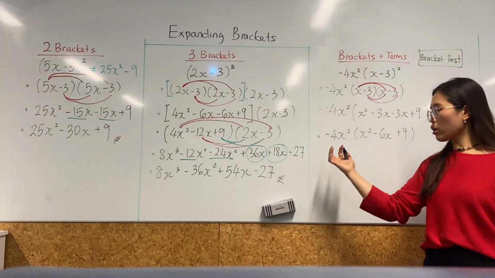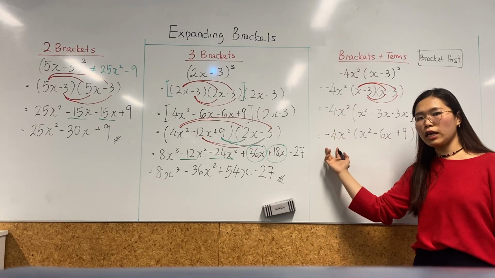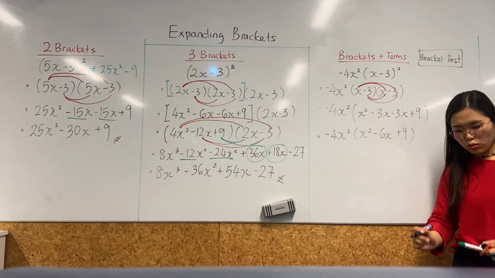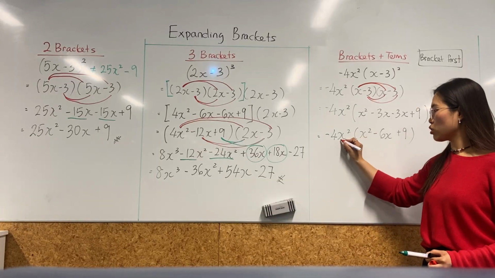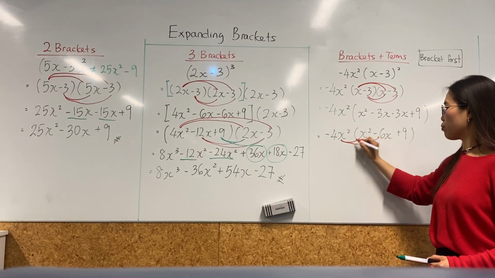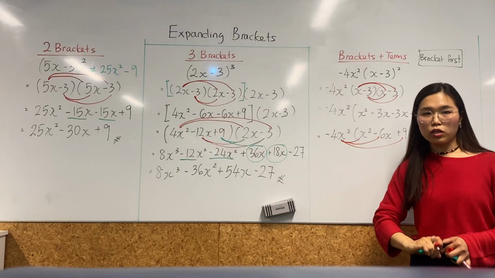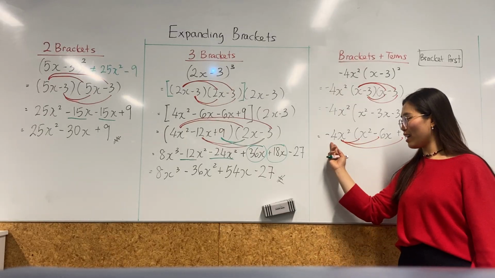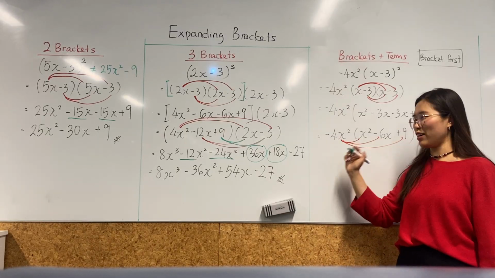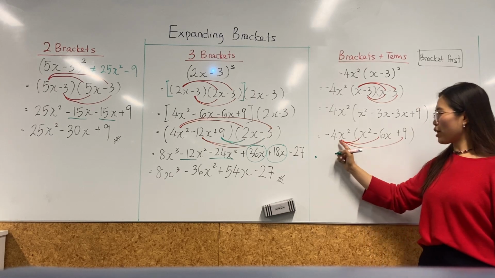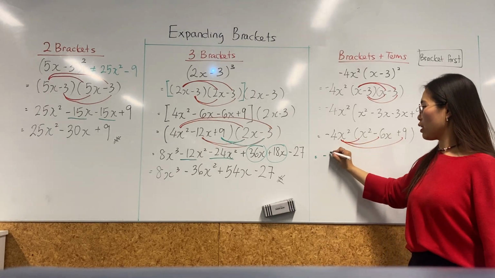Now you've got the term outside, negative 4x squared. What is it doing there? It is trying to multiply all of them. Don't tell me it's trying to take away. It is trying to multiply all of them. So negative 4x squared times x squared gives you negative 4x to the power of 4.